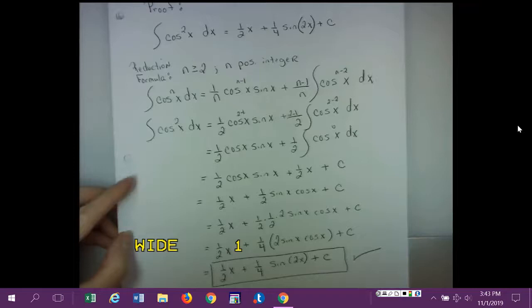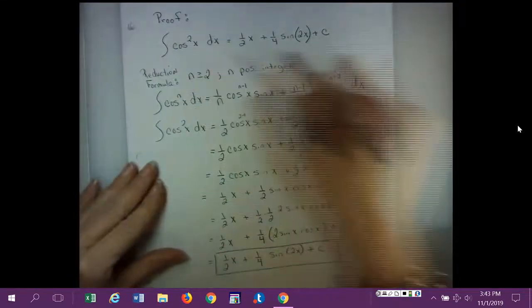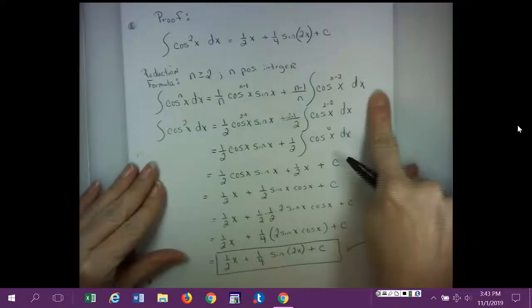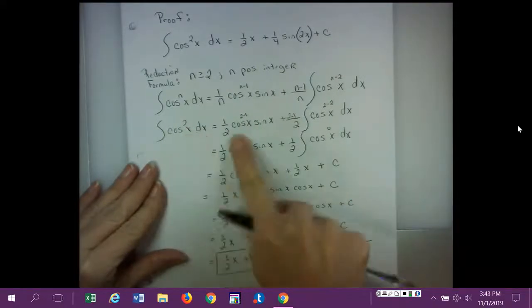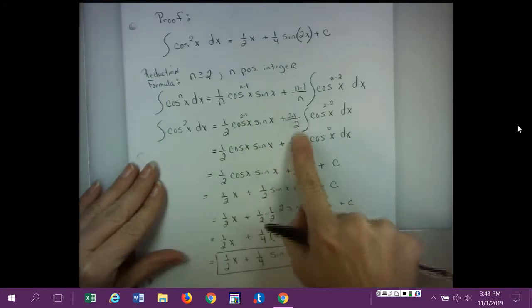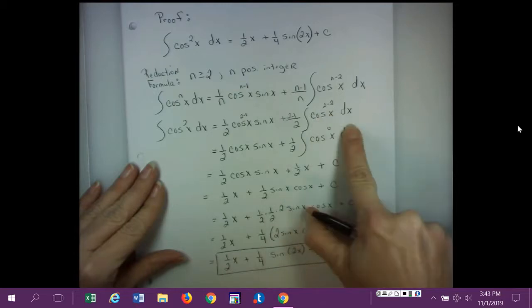I just thought I would show it to you and talk about it. This is the actual blue box special. This is me plugging into the formula. So here's the reduction formula. Everywhere I see n, I'm going to put in 2. So 1/2 cosine x to the 2 minus 1 times sine x plus 2 minus 1 over 2, antiderivative of cosine x to the 2 minus 2 with respect to x.